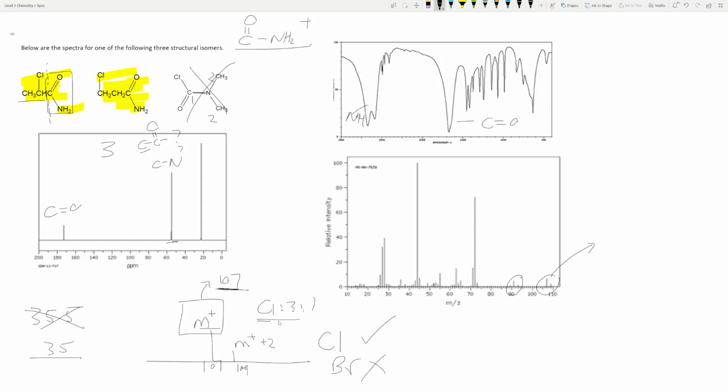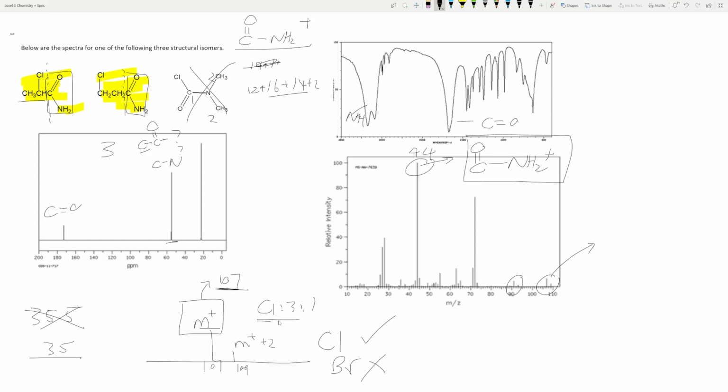So if you add this up, this is going to be 12 plus 16 plus 14 plus 2, 30, 44. 44, boom, right there. This is the base peak right there. This one here is 44. This is the base peak, so this is showing us a fragment of CONH2+. But you can see that both of these molecules would have exactly the same fragments, because this big fragment will look exactly the same.